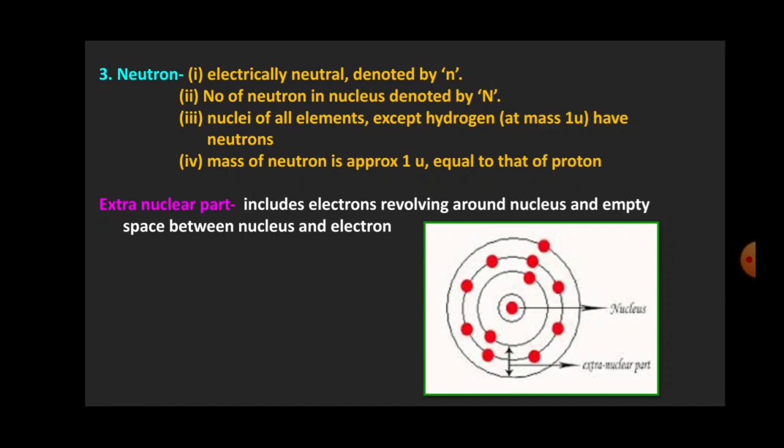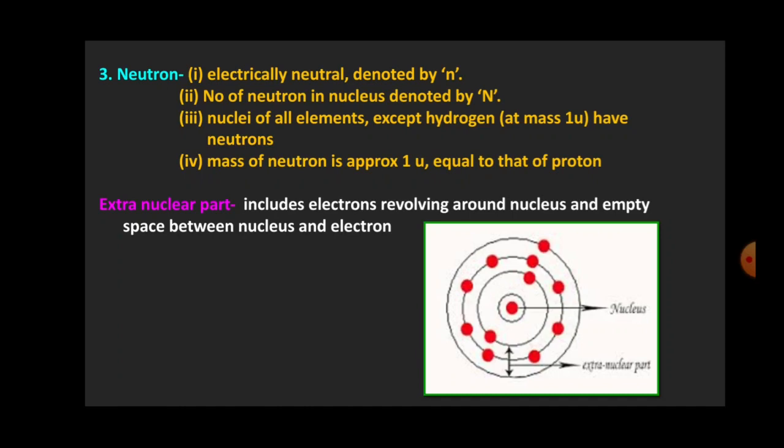So in the picture, as you can see, in the center the nucleus is there, which contains the positive protons and the electrically neutral neutrons, and they are together called nucleons. And outside the nucleus, you can see the specific orbits in which the electrons revolve.